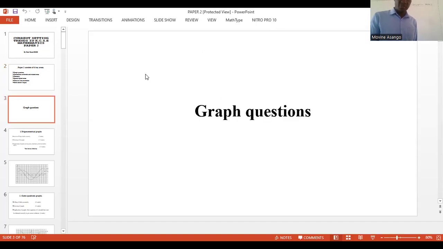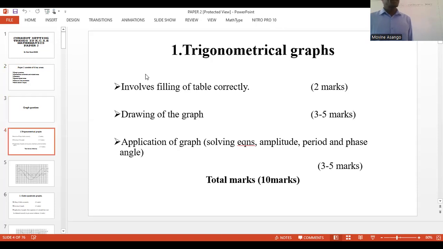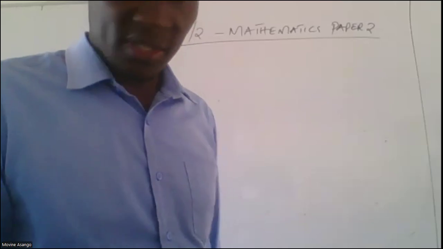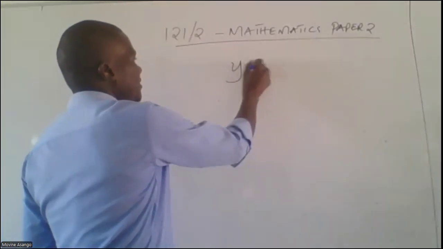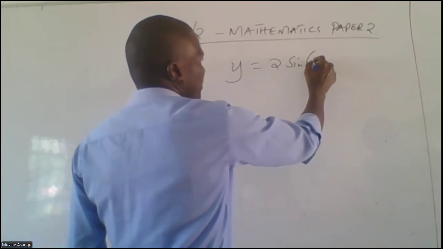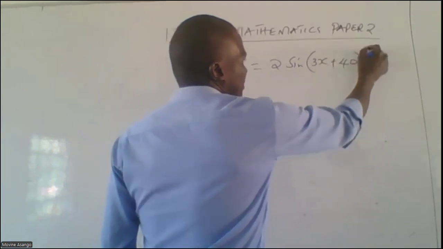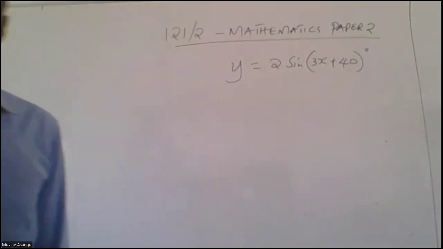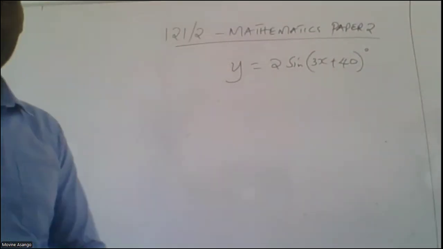We are beginning on the graphs. The graph questions, the first graph is called trigonometric graphs. Trigonometric graphs comes from the trigonometric equations, which I believe all of us are privy to. The trigonometric equations include something like, let me just share this. We can have y is equals to 2 sine, let's have the brackets, 3x plus 40 degrees. That is a trigonometric equation. So someone can ask us, draw that graph.